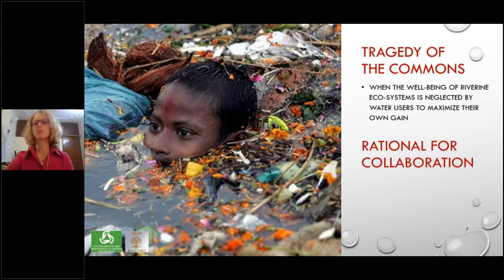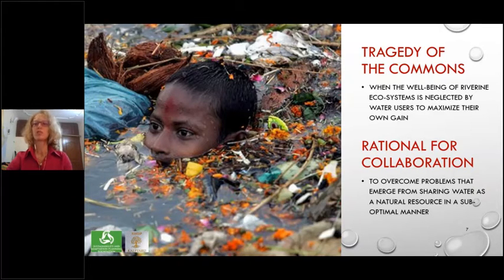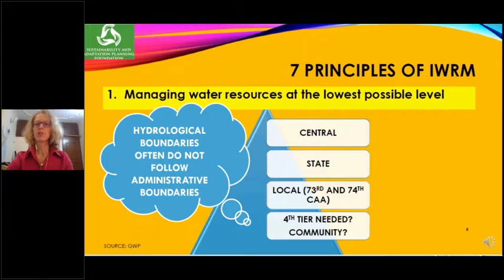In river basin management, the tragedy of the commons occurs when water users neglect the well-being of the riverine ecosystem while they're trying to maximize their own gain. To overcome these problems that emerge from this suboptimal manner of water sharing, collaboration between water users and stakeholders is being promoted. But this is easier said than done, especially if stakeholders have competing interests. So how do we get them to collaborate? And in this webinar, I give a couple of suggestions on how to approach this.